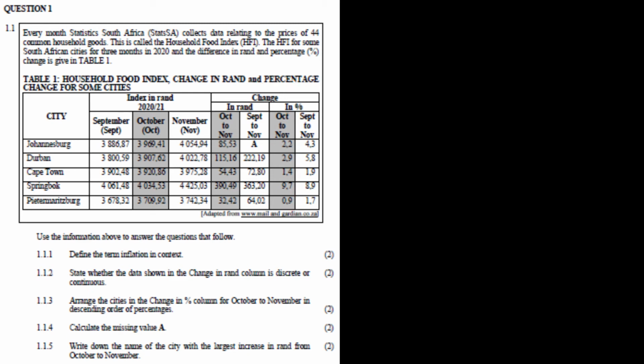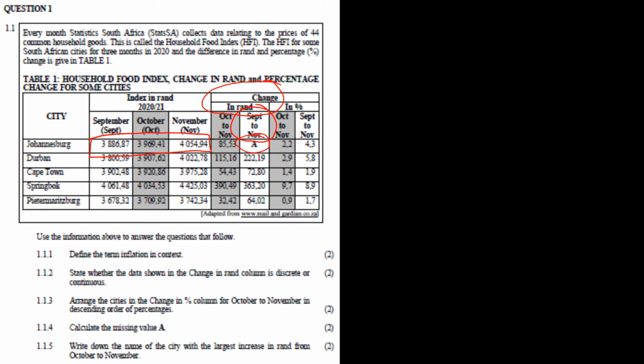Calculate the missing value A. So let's indicate our A is right over here. But remember, it's under the column change in rand. So there is a change that took place in rands. Now let's look at it further. On that line there, you see there's a change that took place in rands. Now this change that took place in rand is indicated by this heading here, which is September to November. So we need to consider those months. So from this point here right to November is where the change took place.